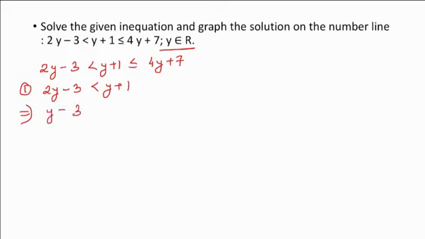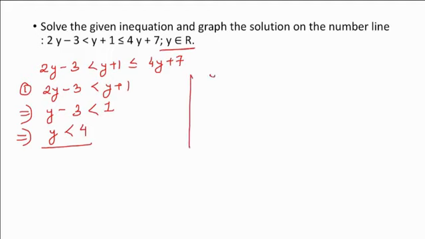So 2y minus y becomes y, minus 3 less than y minus y, which is 0, and there's a plus 1 here. So y minus 3 less than 1. Now to bring all the constants on one side of the inequation, we add 3 on both sides of this inequation. So y minus 3 plus 3 leaves only y on this side, and 1 plus 3 leaves 4 on this side. So from this side we get y is less than 4.